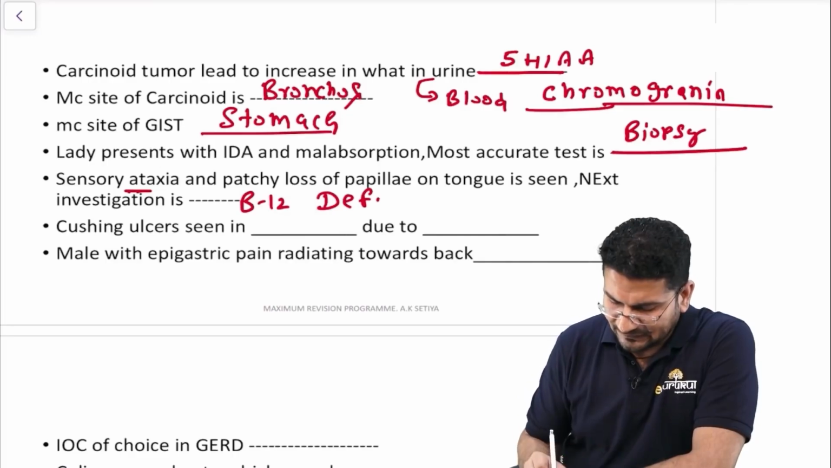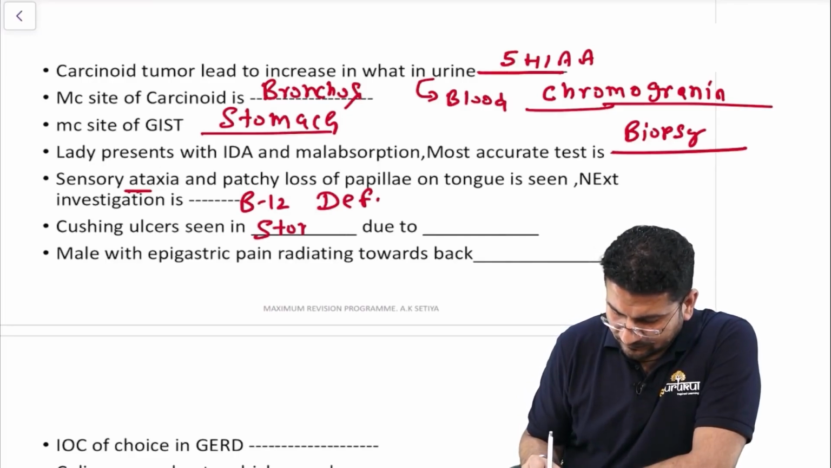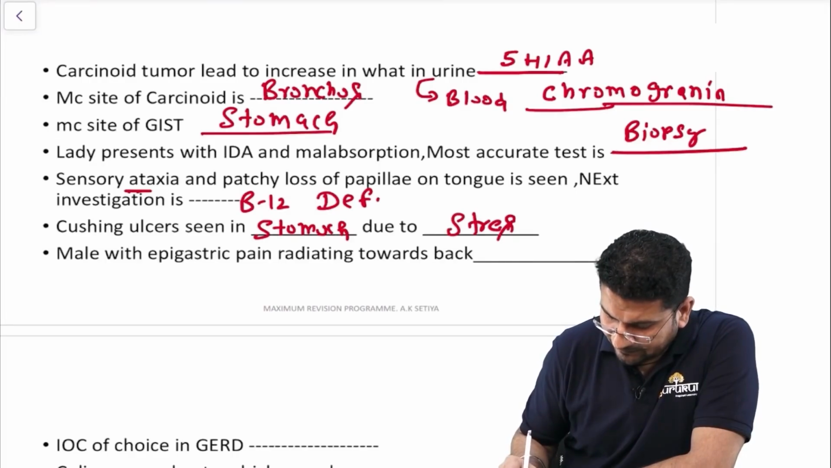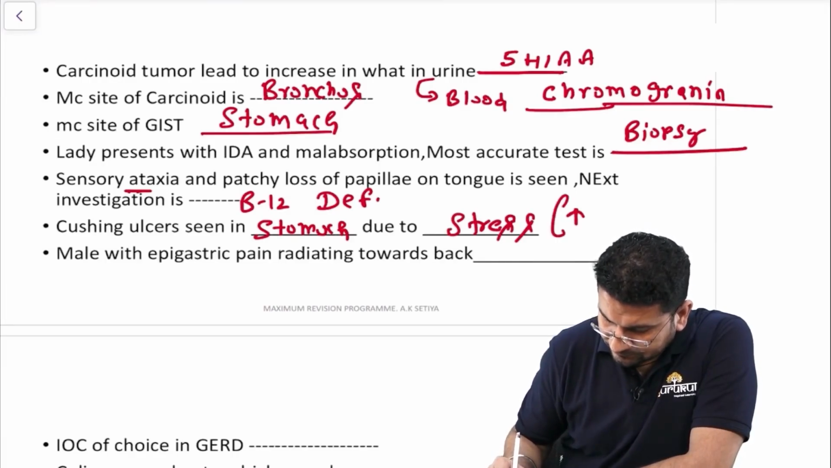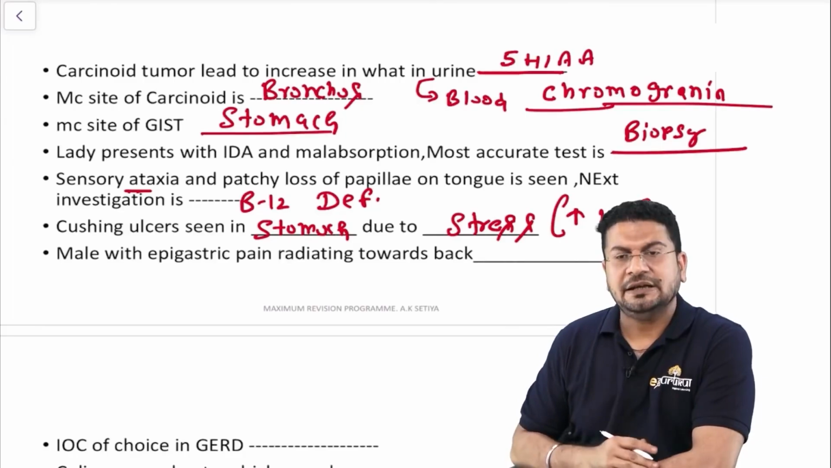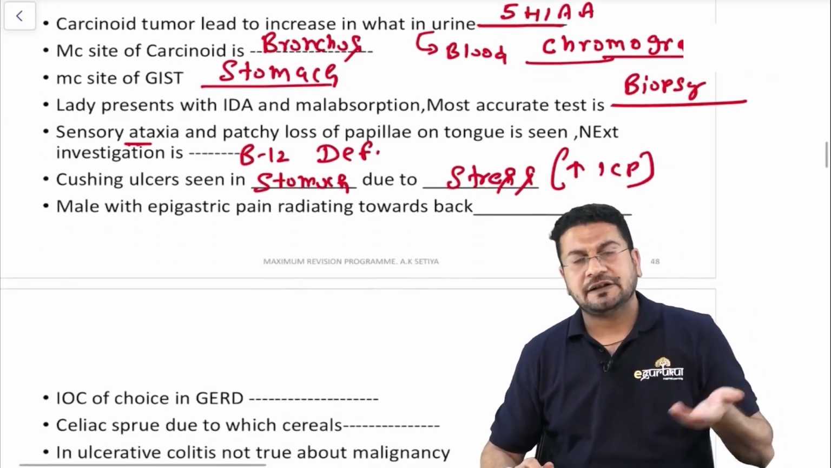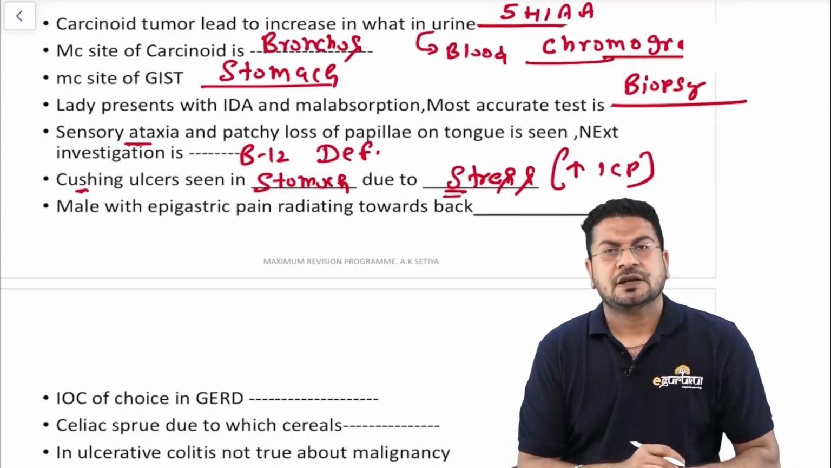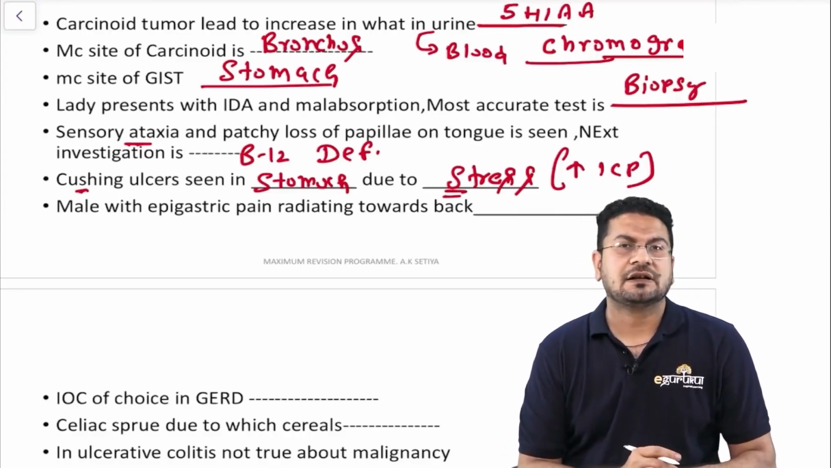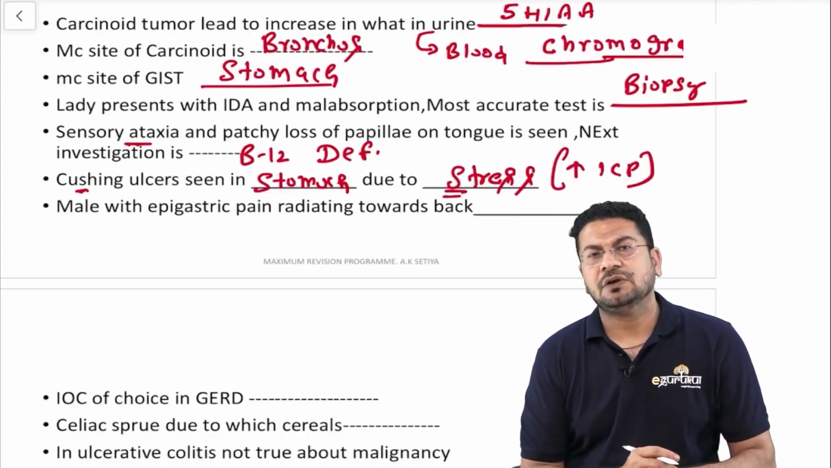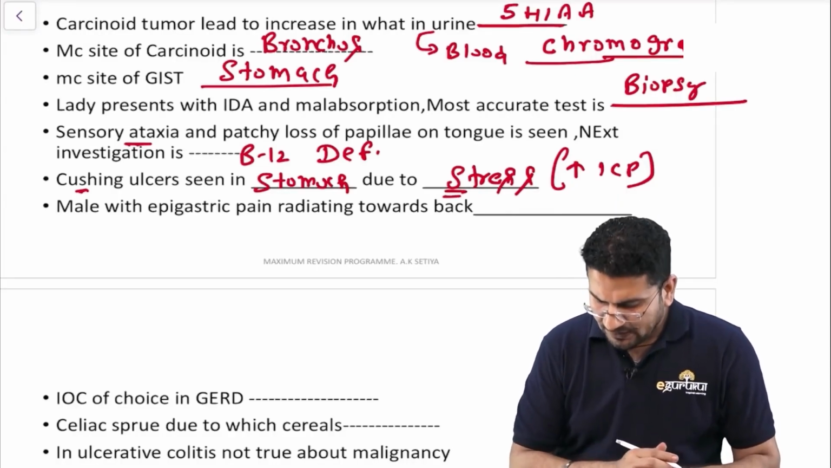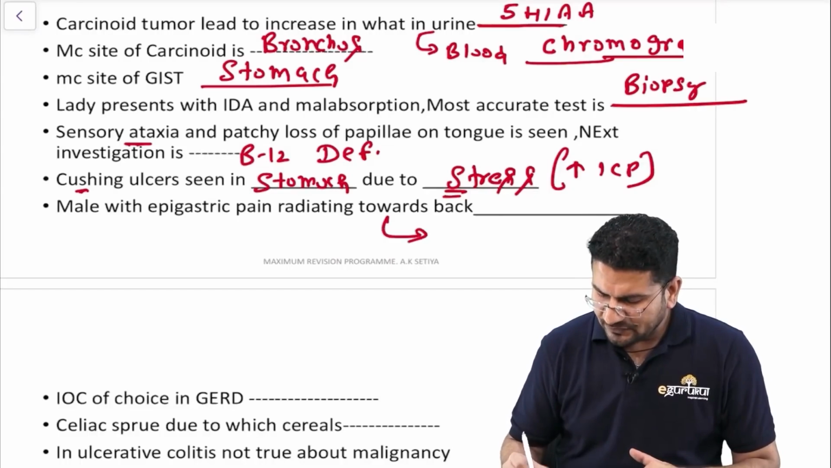Cushing ulcers are seen in stomach due to stress or raised ICP. Any kind of intracranial stress, raised ICP, you will see Cushing ulcers. So S for stress. If I say on the other hand curling ulcer, curling ulcers are seen in burns. CUR-BUR, curling, burn.